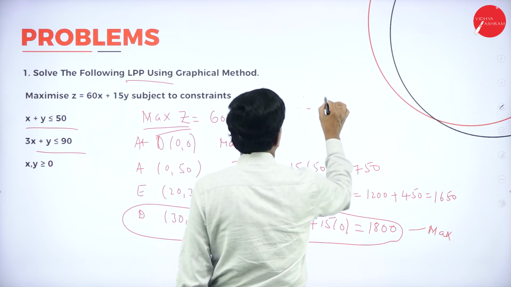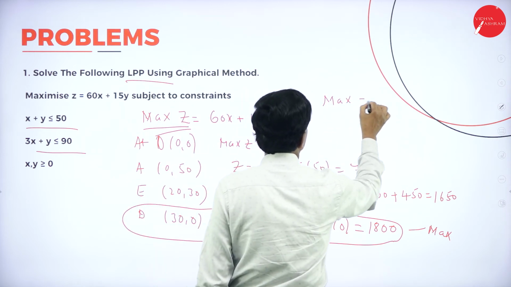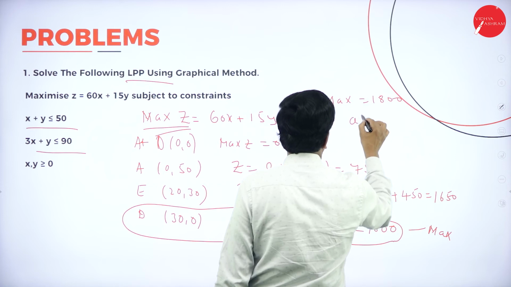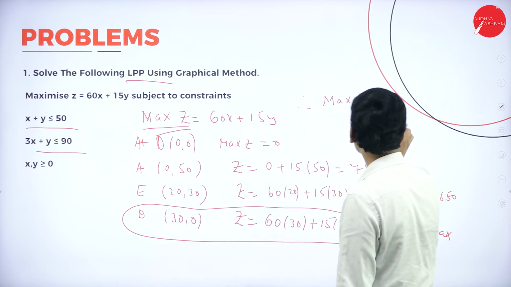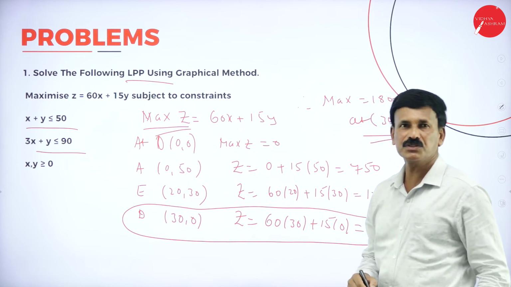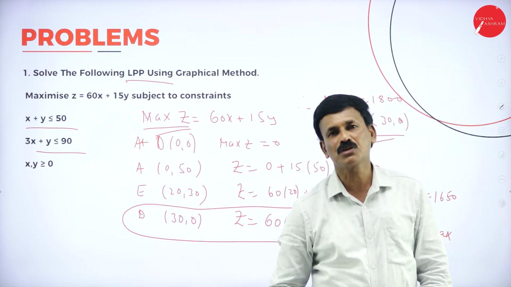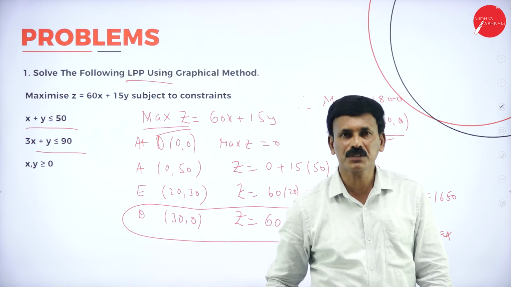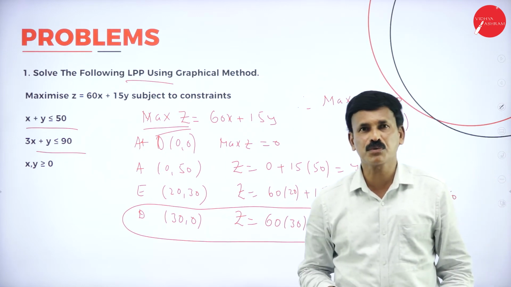So therefore the maximum value is 1800 at the point 30, 0. This is the required solution. This is the method to solve a LPP using the graphical method. Now let us come to the next problem.